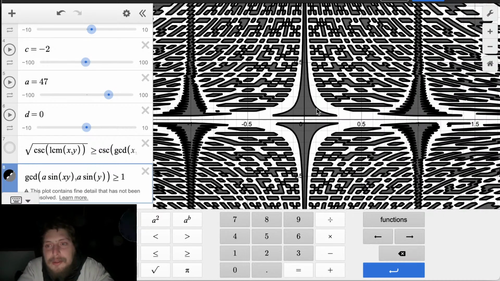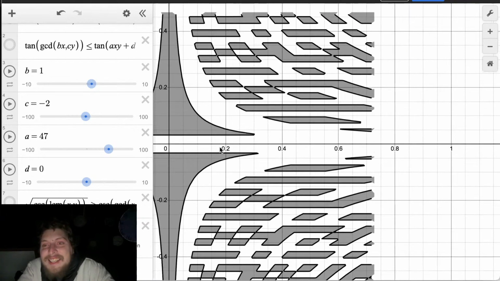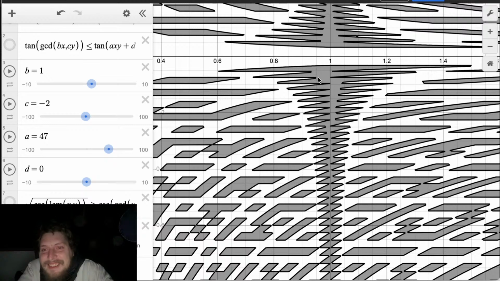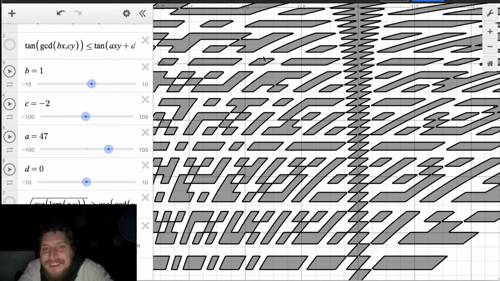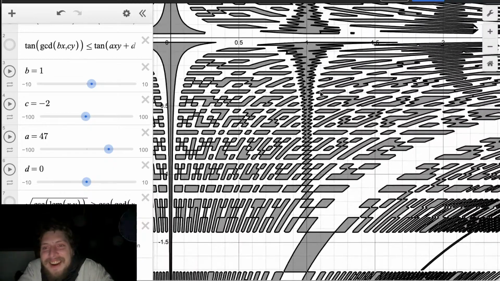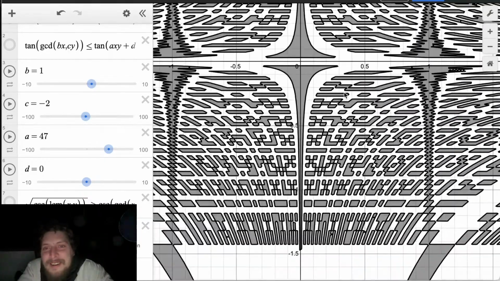What if this was XY? Ooh, that one's pretty neat. And remember, we haven't even edited A yet. Whoa, this looks like Dr. Seuss-like or something. Whoa, look at these like tilted. This looks 3D. Whoa. Whoa.